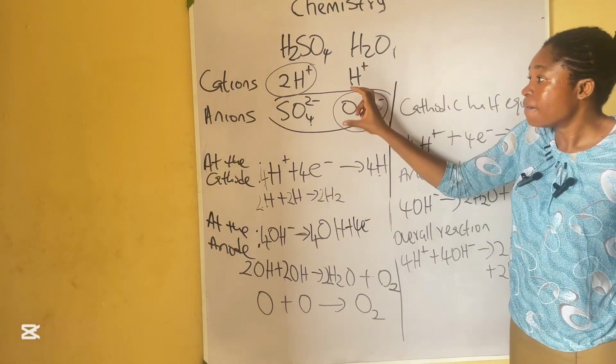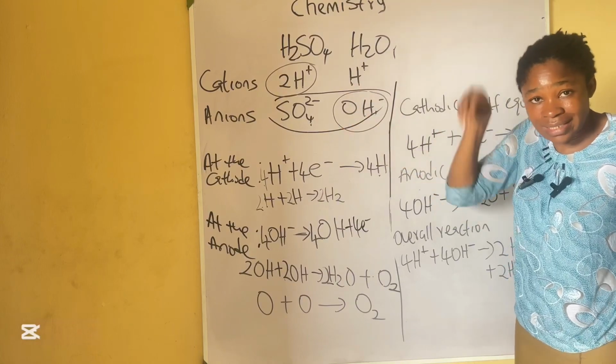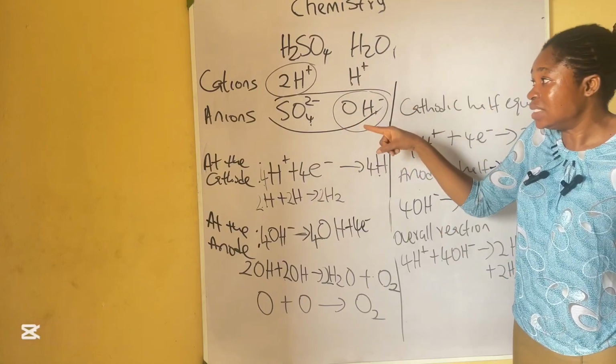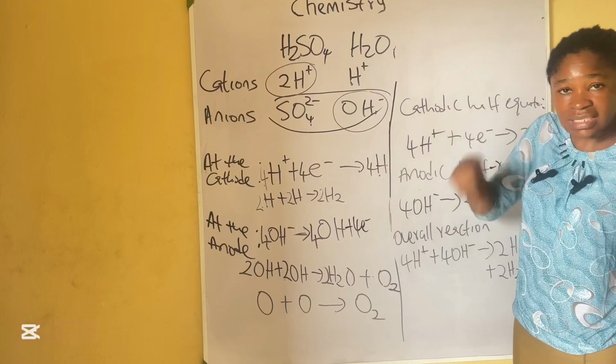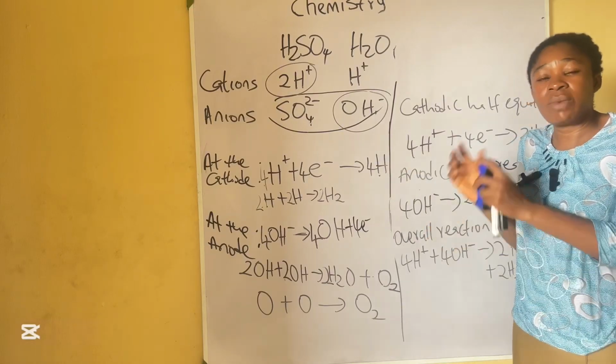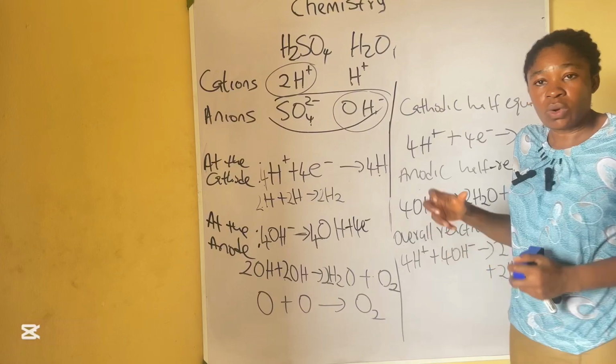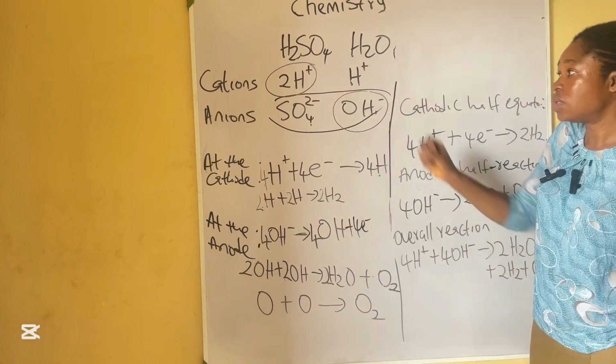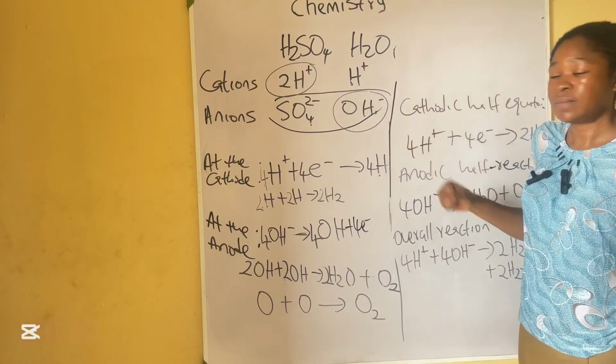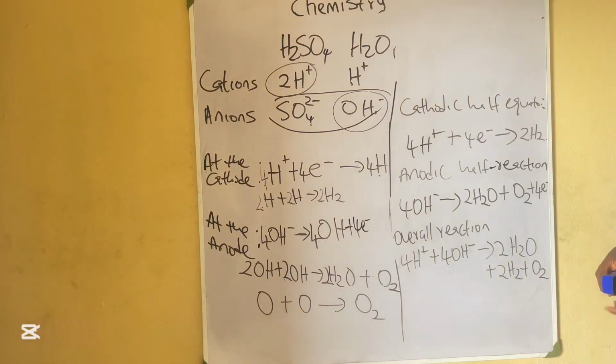The solution will become more concentrated, but the amount of acid here will remain the same. When I mean the amount of acid, the number of moles of acid in the solution will remain the same. But the concentration has changed because of removal of water. So let's look at another example.